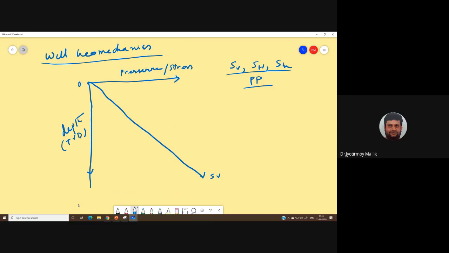And how do we calculate SV? By integrating rho g h, rho being, so rho 1, rho 2, rho 3, up to rho n being the densities of individual rock layers. Or we can approximate a gradient of 2.26 bar per 10 meter.